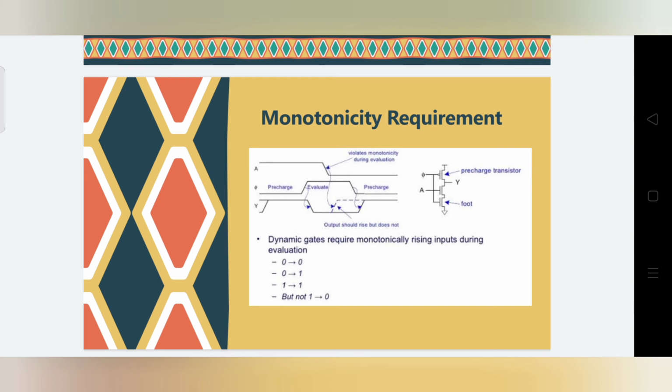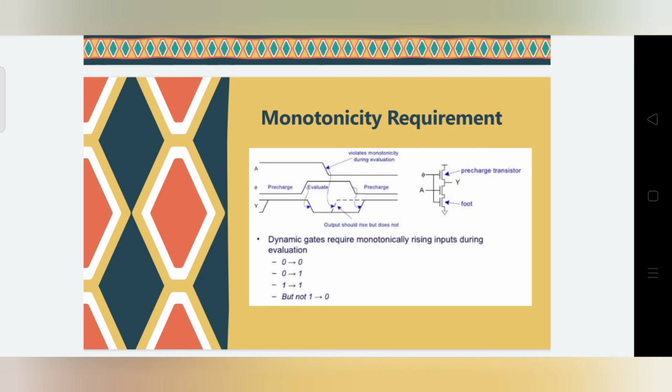Footed gates have higher logical effort than unfooted gates, as we all know. Next, why is the monotonicity requirement needed? A fundamental difficulty with the dynamic circuit is the loss of noise immunity and the timing restriction on the gate input. While a dynamic gate is in evaluation, the input must be monotonically rising. The figure demonstrates the waveforms for a footed dynamic inverter in which the input upsets monotonicity. Here, during precharge, when phi is equal to 0, the output is high, as we all know. When phi is equal to 1, the input A is equal to 1.